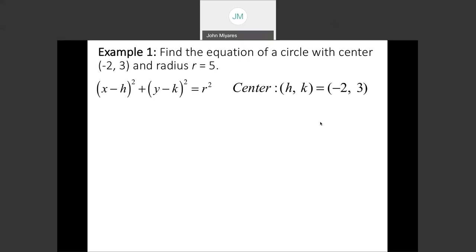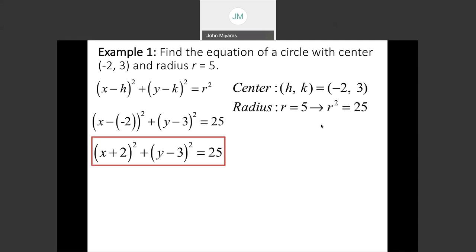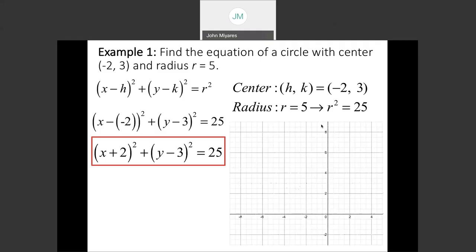From there, I'm told that the center, h, k, is -2, 3. That was a given. I also know that the radius is 5 because that was given. So r squared is 25. Plugging those values in for h, k, and r, remember we're subtracting -2 from x, then subtracting 3 from y, will simplify to give a final answer of x plus 2 quantity squared plus y minus 3 quantity squared equals 25.